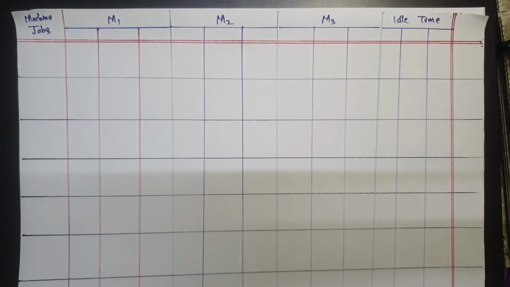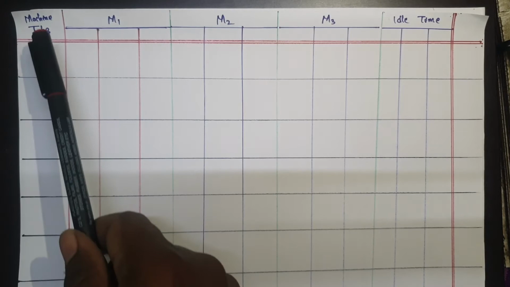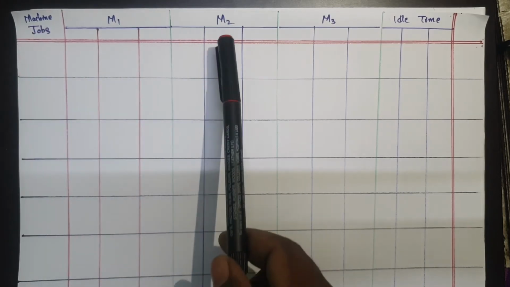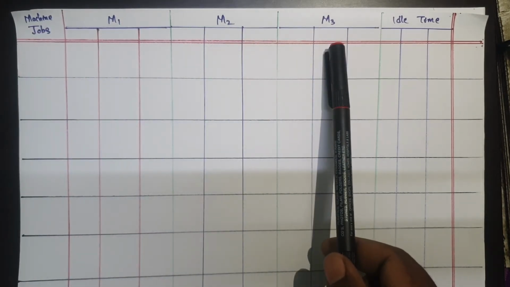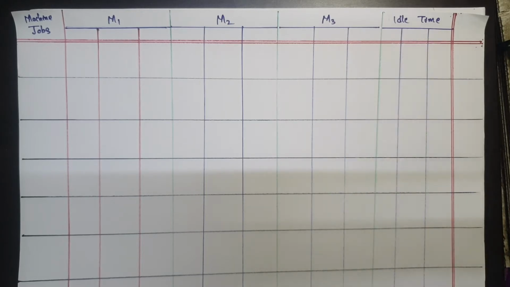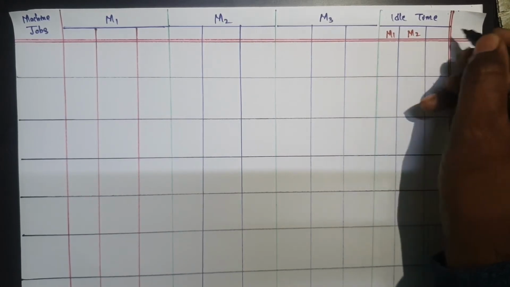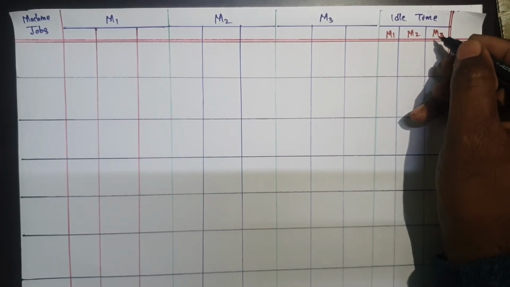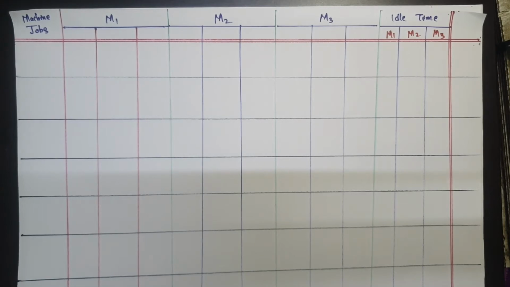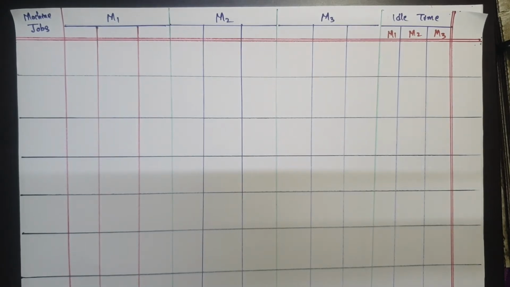After that, you have to create this box for the three machines. So, first one, as you can see, machine job, this is machine 1, machine 2, and this one is machine 3, and idle time for machine 1, machine 2, machine 3. So, here I will write M1 and here I can write M2, and this one is M3, idle time for machine 1, machine 2, machine 3, and whatever sequencing I got I will write here.